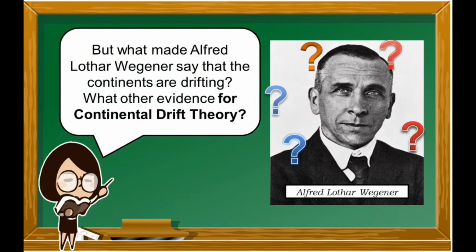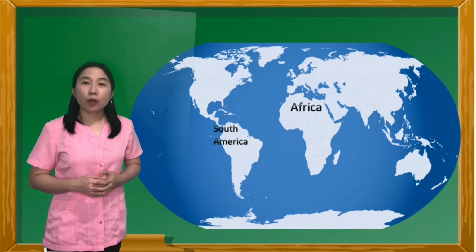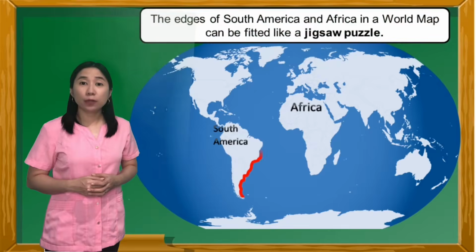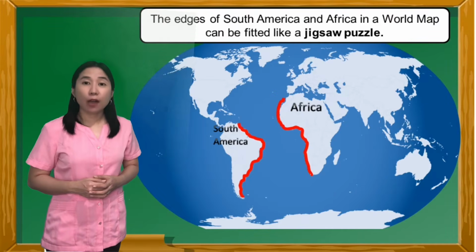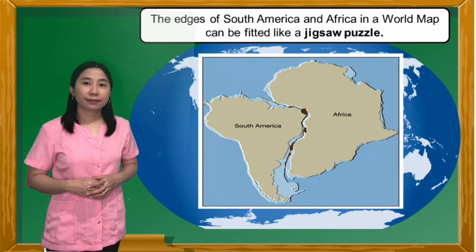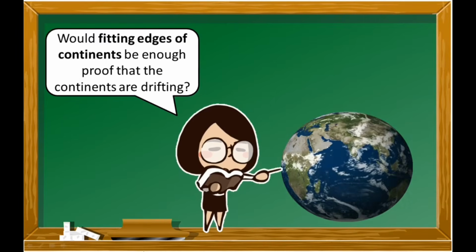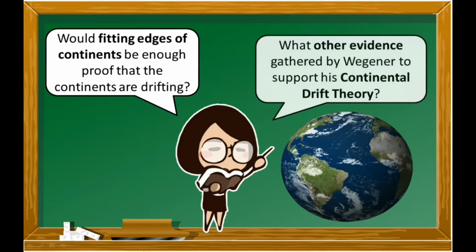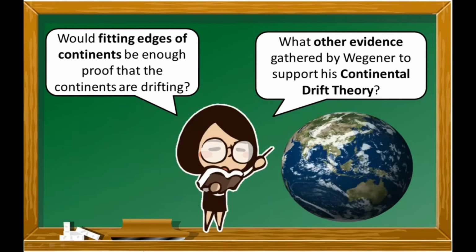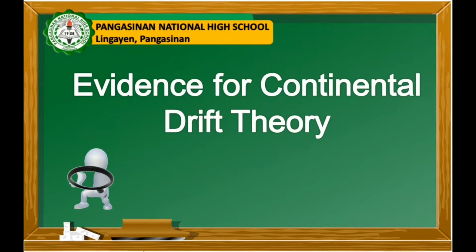But what made Alfred Lothar Wegener say that the continents are drifting? What other evidence for continental drift theory? Wegener's curiosity about the idea on drifting continents started when he noticed the edges of South America and Africa in a world map can be fitted like a jigsaw puzzle. Would fitting edges of continents be enough proof that the continents are drifting? What other evidence gathered by Wegener to support his continental drift theory? Evidence for continental drift theory.